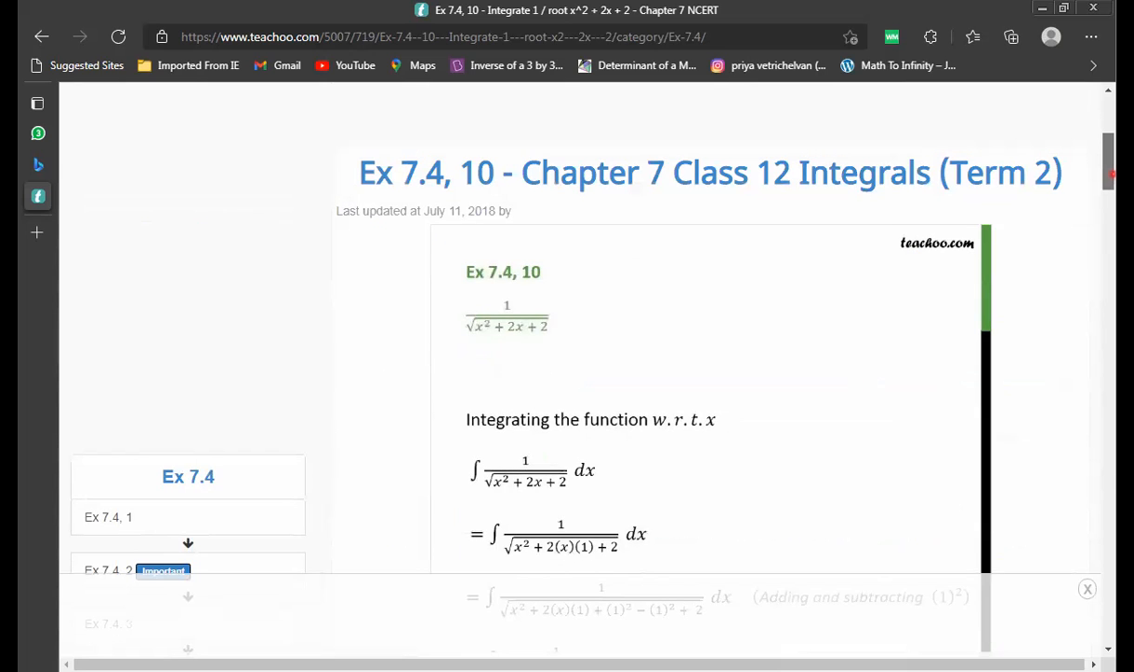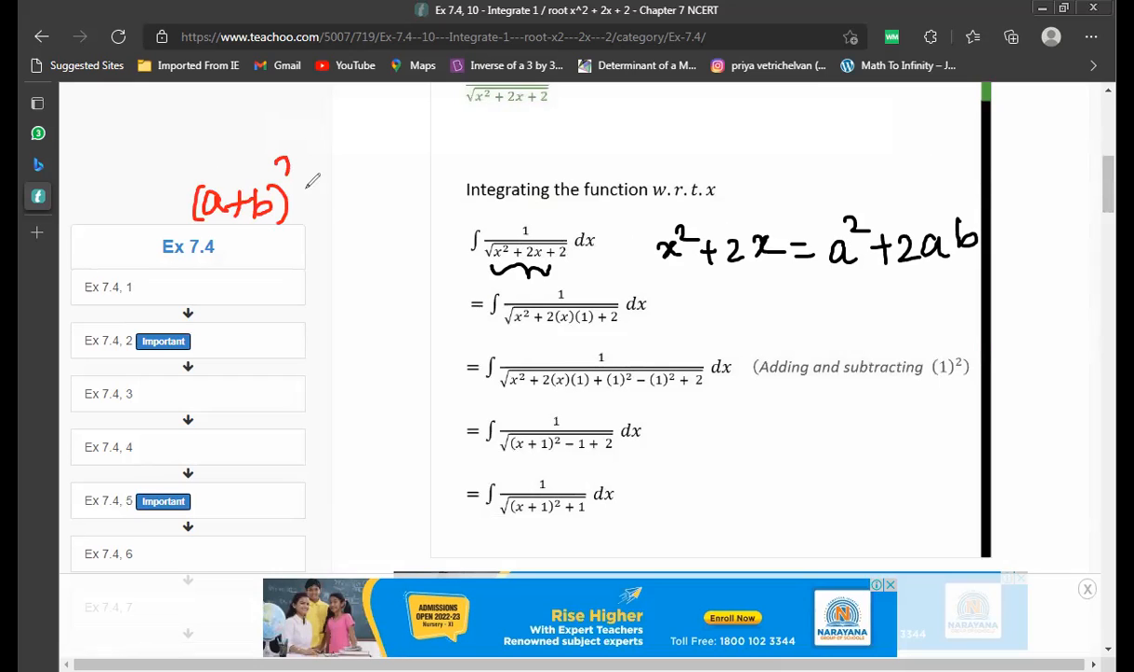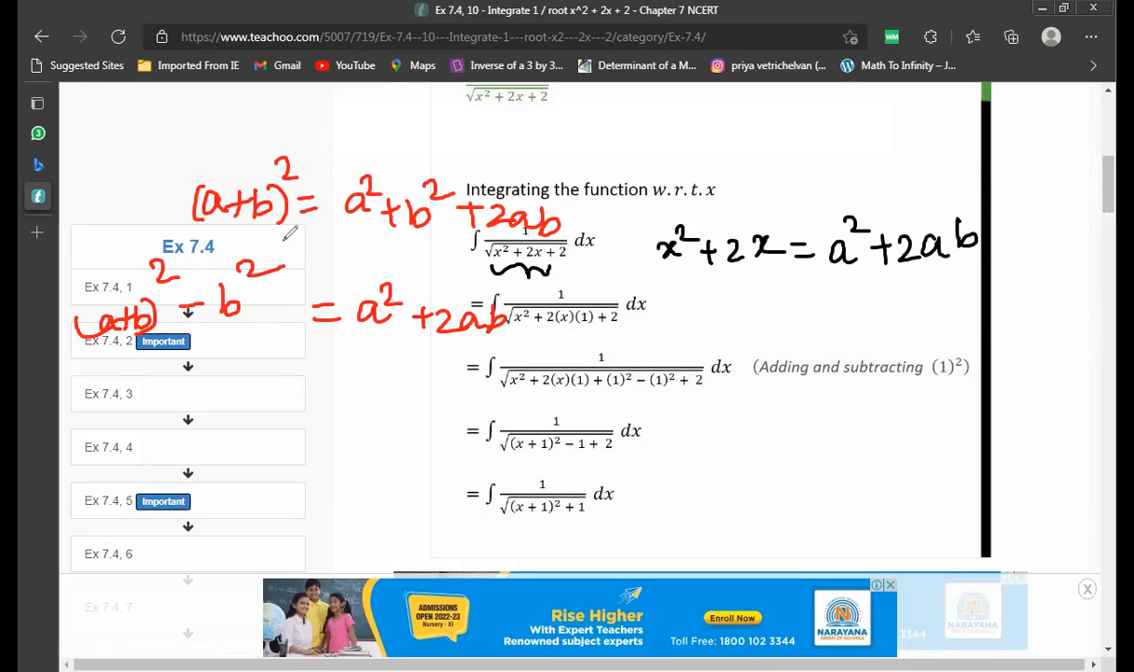So you have a quadratic equation underneath the square root. So this is the completion of the square method. You remember? Adding and subtracting. You just have to take the first two terms. You do have x square plus 2x here. So you have to assume this as a square plus 2ab. And you know the formula a plus b the whole square is a square plus b square plus 2ab. So a square plus 2ab can be written as a plus b the whole square minus b square.